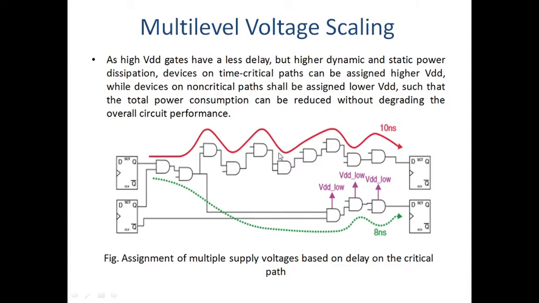When the signal is passing through many gates, we give the higher VDD. When the signal is passing through fewer gates, we give the lower VDD. This is the concept of multi-level voltage scaling. With this approach, we decrease the power dissipation. Without this approach, the power dissipation will be very high.